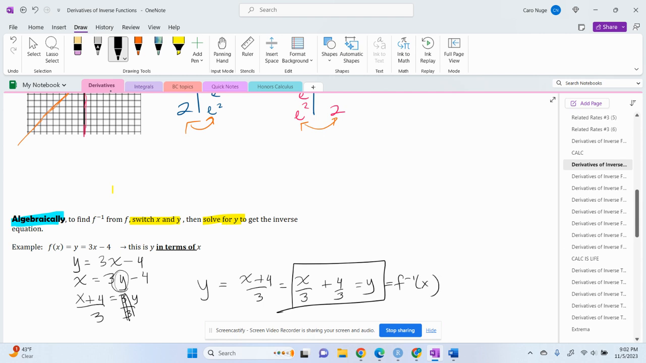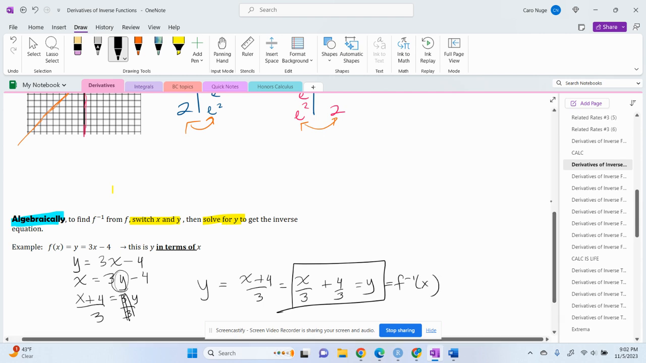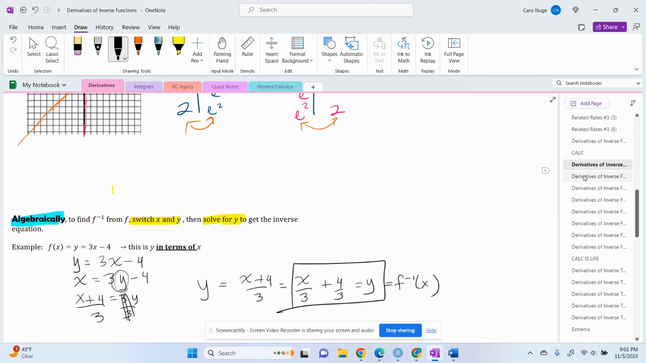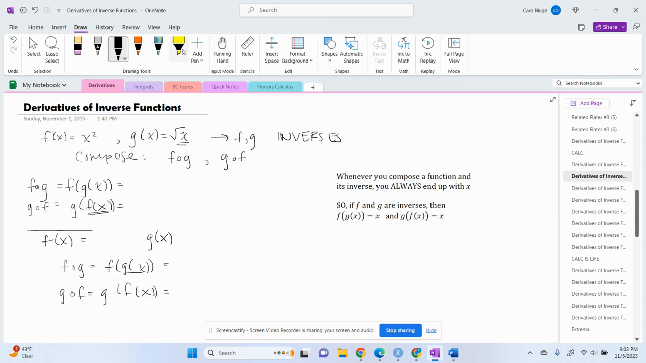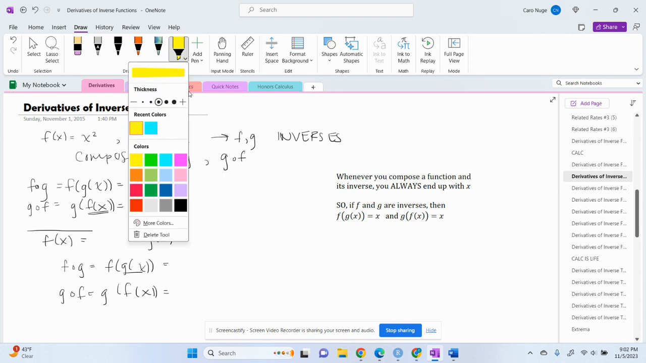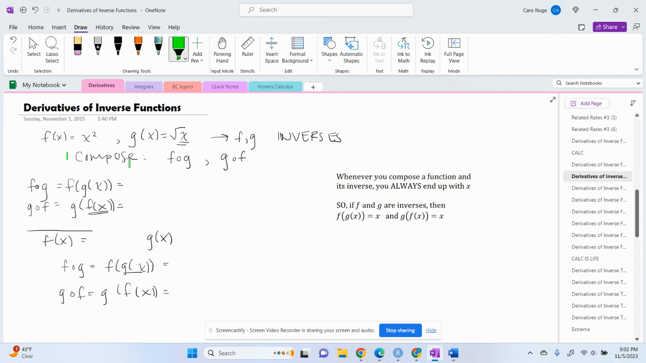All right, cool. Let's talk about a really important thing you're going to need to know about inverses. You might have seen this last year. I'm not sure. Well, I know you definitely have seen compositions, but I'm not sure if you know this rule about inverses and compositions. So let's take another really well-known pair of inverse functions, x squared and the square root of x. Now, I'm going to call that f to the negative 1 of x. So f and g are inverses of one another.